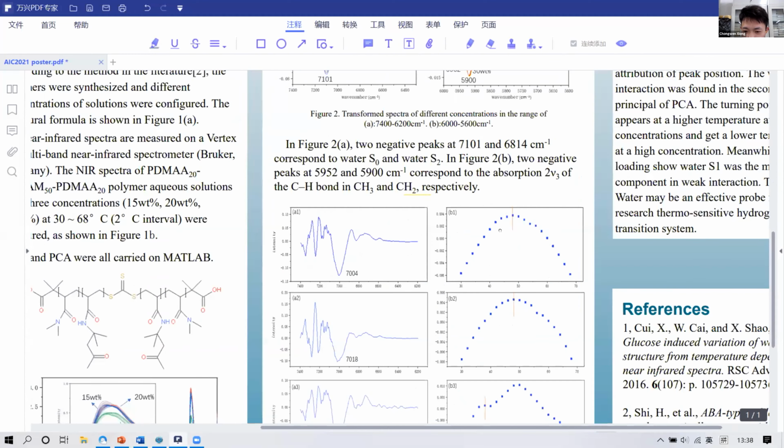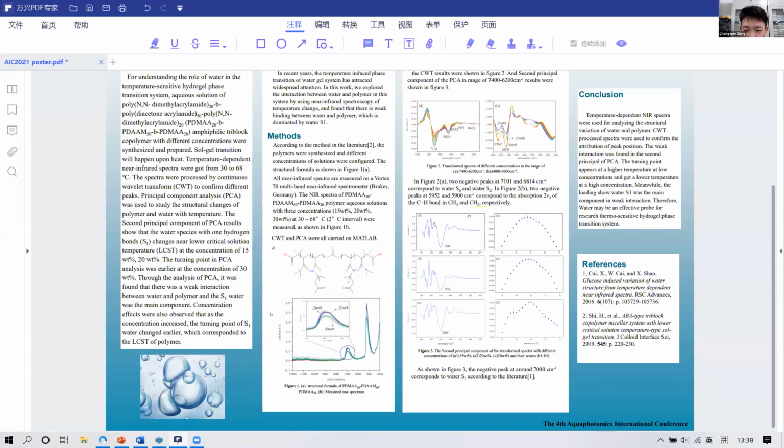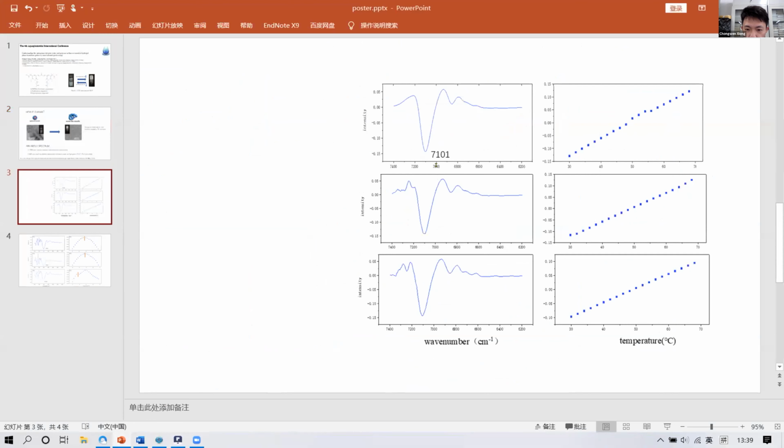Also, because of the limits of the poster, we show just the PC2 analysis, and the PC1 was here. This is the different concentrations method. This is the low concentration, and this is the high concentration. This is 15, this is 20, this is 30, and we can find there's only one peak at around 7101, and we can find this increases linearly. So this may represent the S0 water.